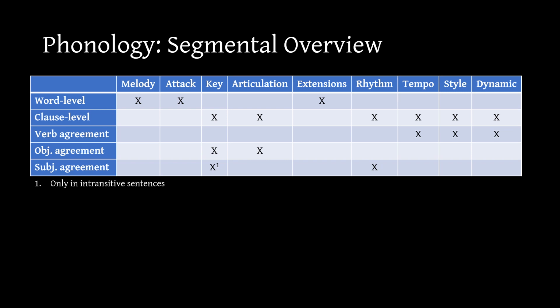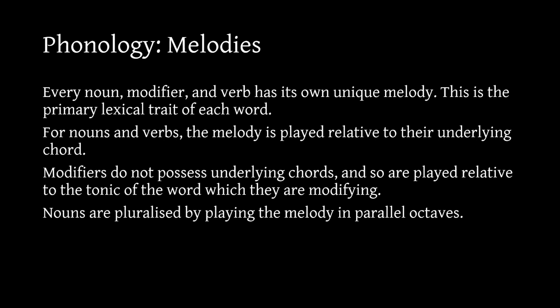It's a very refined conjugation system. So let's just go over melodies quickly. Every noun, modifier, and verb, those are the three basic word types, has its own unique melody. This is the primary lexical trait of each word, so that's basically how you tell them apart.